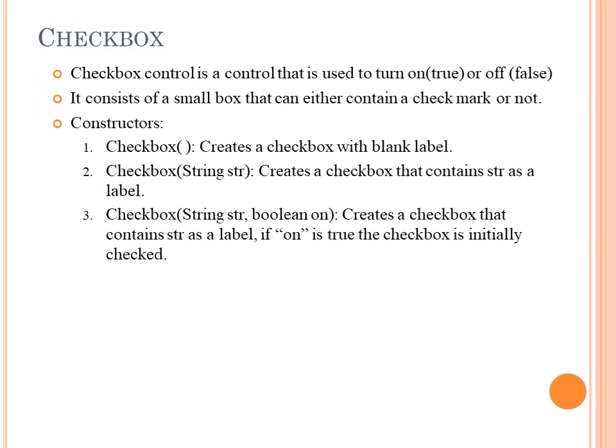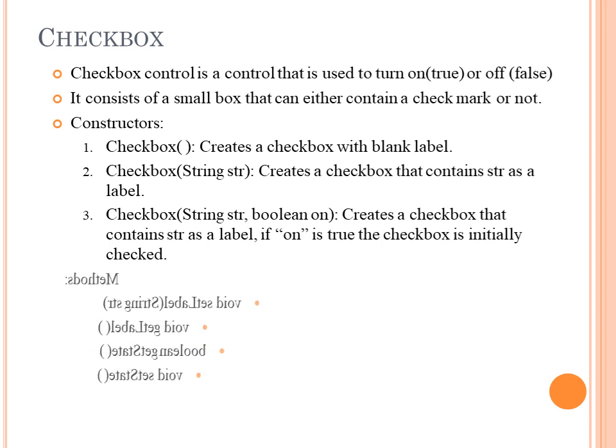Now let us see what are the various constructors for a checkbox. First one is a blank checkbox which does not have any label. Second one is a checkbox with a string str. Means what? It will create a checkbox that contains str as a label. Third one is a checkbox with string str and boolean on. Now it will create a checkbox that contains str as a label, and it will be on. Means what? The checkbox will be initially checked. Means you don't have to click on that, it will be initially checked on a particular default checkbox.